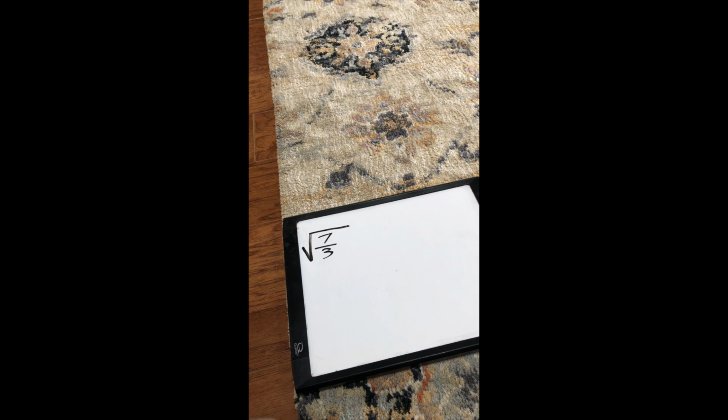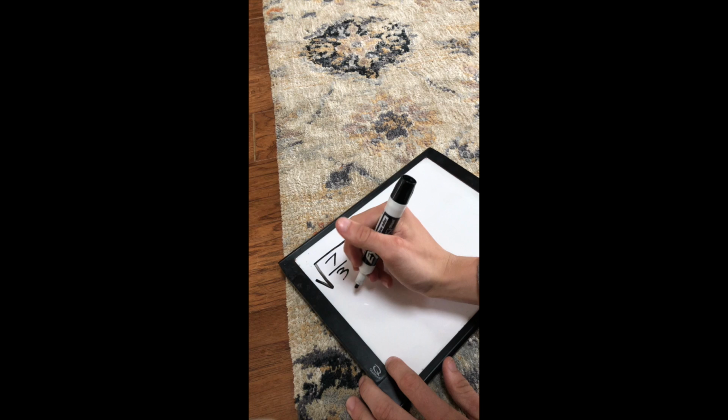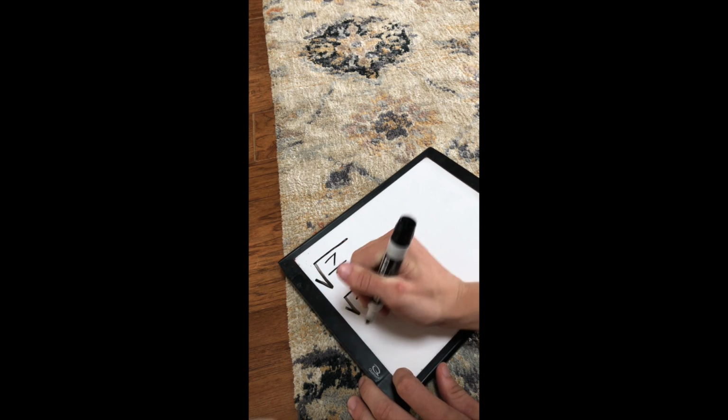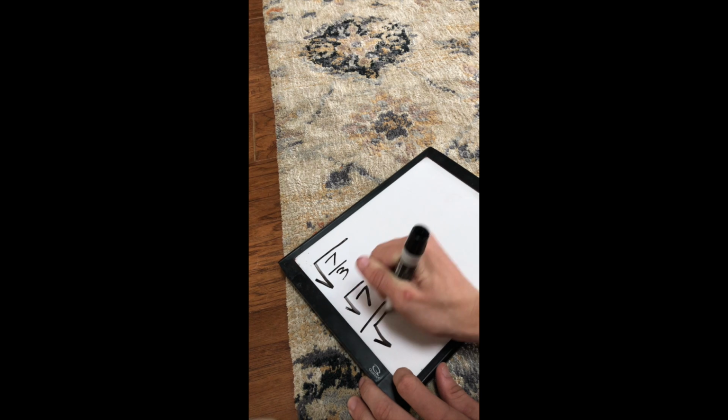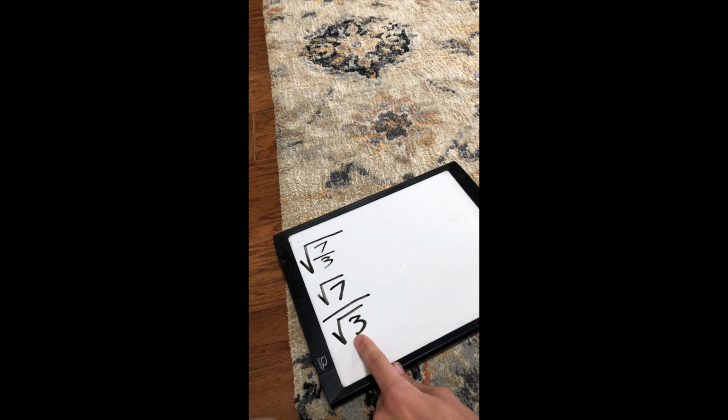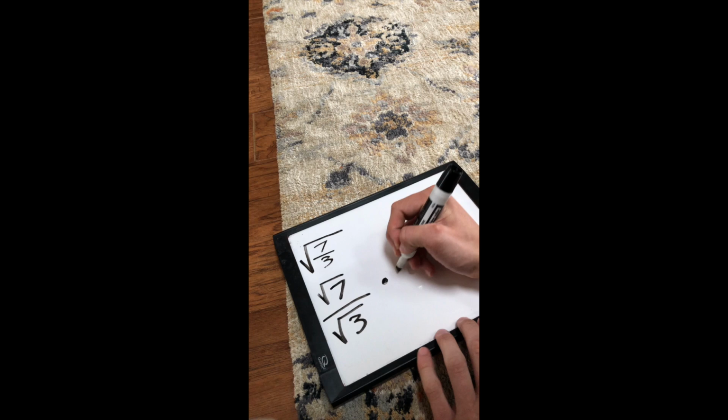For the second part of the video, we're going to simplify this, which is the square root of 7/3. And to start simplifying, we're going to rewrite this as the square root of 7 over the square root of 3. But we have a problem, because you can't have a radical in the denominator. So we're going to get rid of the radical by multiplying it by itself.